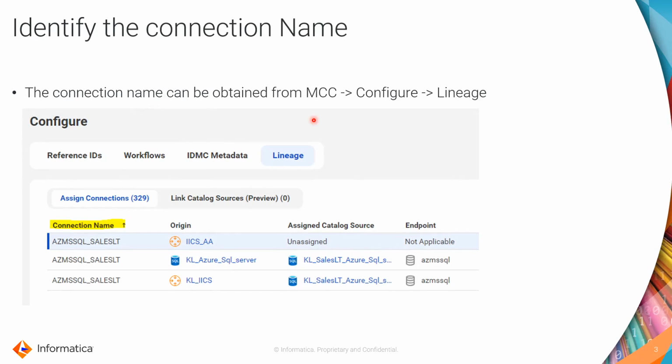So once we are in Metadata Command Center, we'll go to Configure and then the Lineage tab. The Lineage tab will have all the connection names. From that, we can pick any one connection for which we want to identify the endpoints. Once we have copied the connection name, the next step would be to go to Data Governance and Catalog and search for the underlying endpoints.